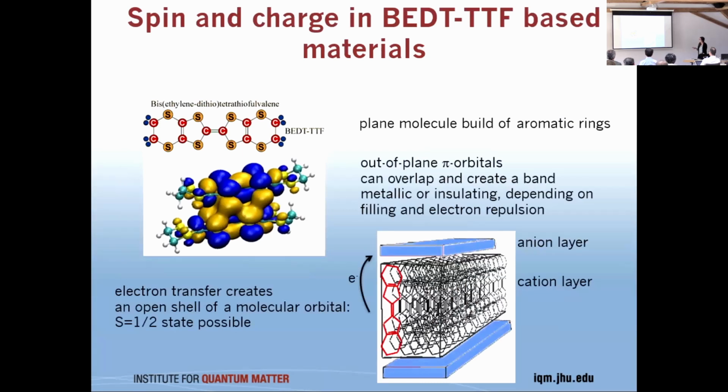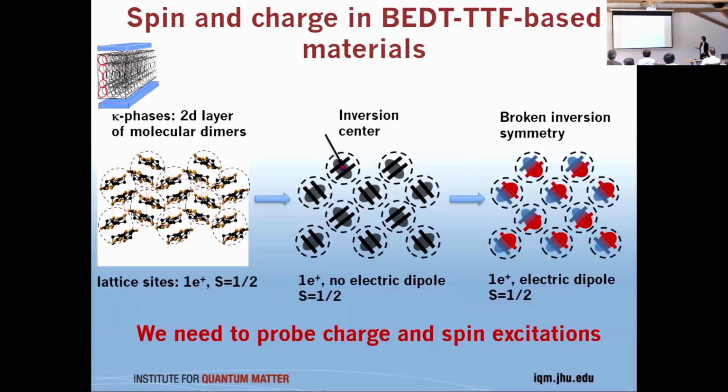Okay, I'm just reminding, we have seen this already many times. We have these 2-dimensional materials, right? And this layer is charged. We have half an electron per molecule, or if we have dimers, then we have 1 electron per molecule, and we also have this spin 1/2, right?